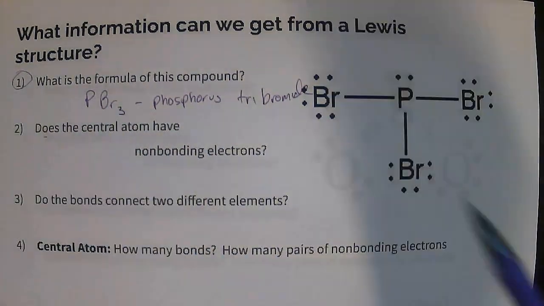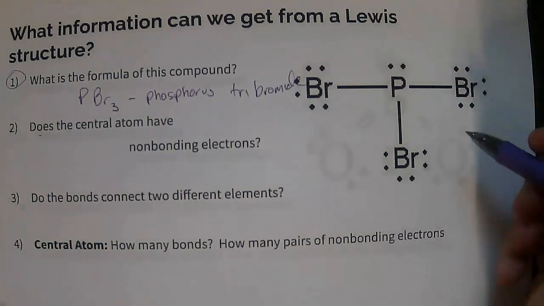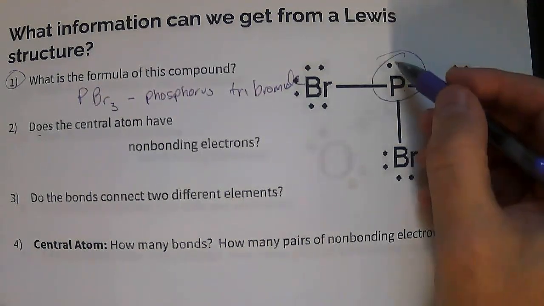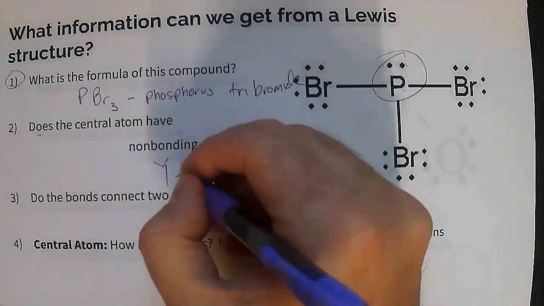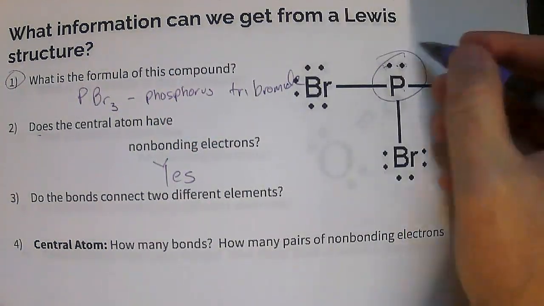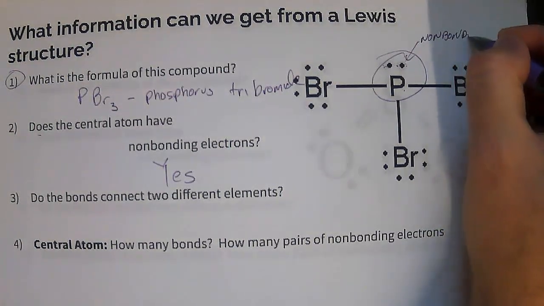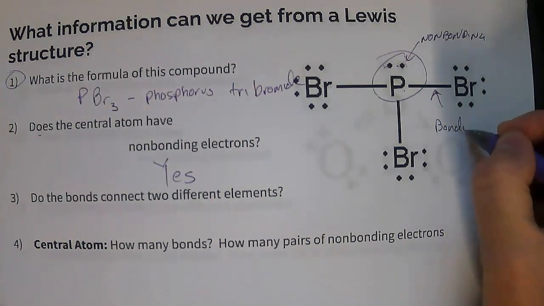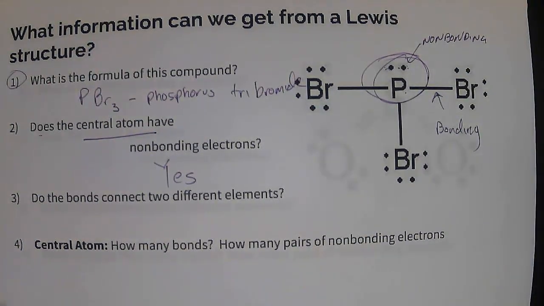The next question is, does the central atom have non-bonding electrons? If we look here, this is the central atom, and are there dots around the central atom? The answer is yes. These are non-bonding electrons, and the lines are bonding. The question asks only about the central atom. That's going to be the place we are most concerned with moving forward.